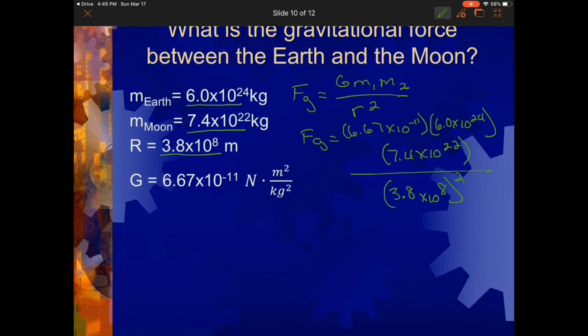So you see that there's an exponent on the r right here and here. Some of you might be thinking, do I add those two together? Do I multiply the exponents? Don't think anything about doing stuff with the exponents. Just take 3.8 times 10 to the 8th multiplied by itself. So do 3.8 times 10 to the 8th multiplied by 3.8 times 10 to the 8th, or just square it. We're not combining exponents.